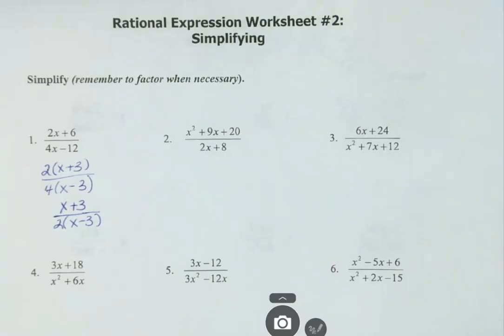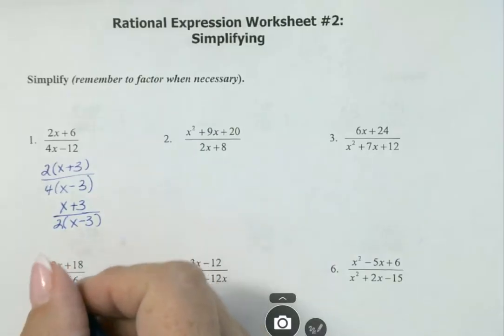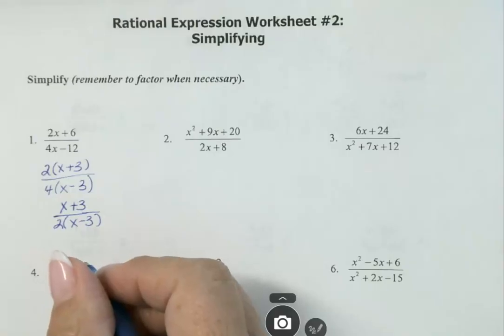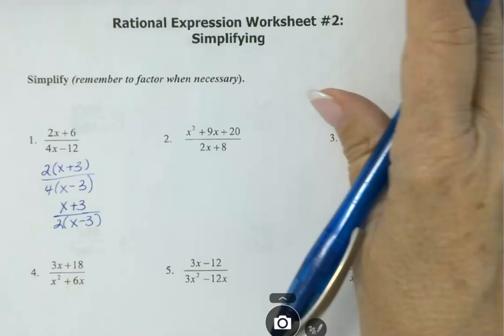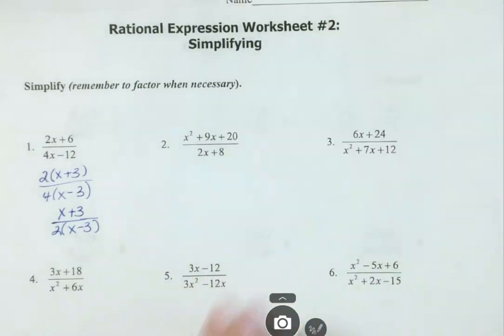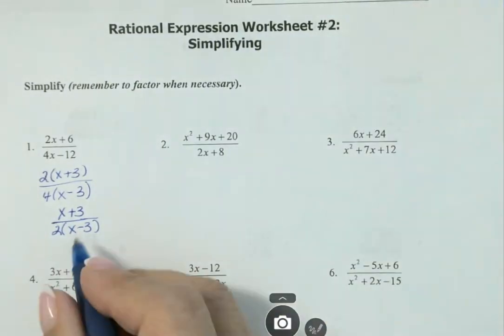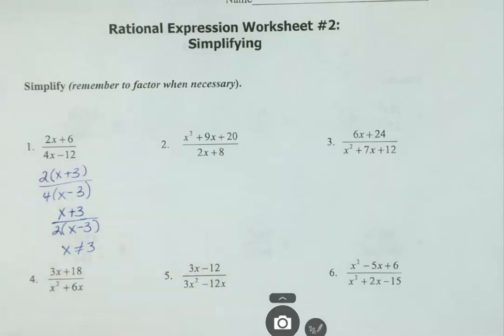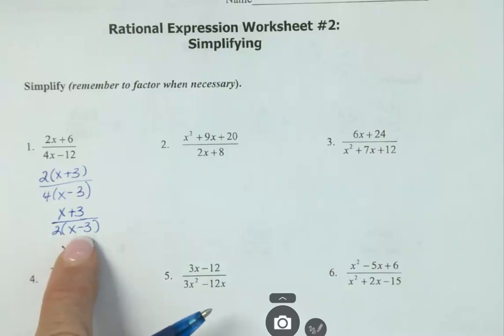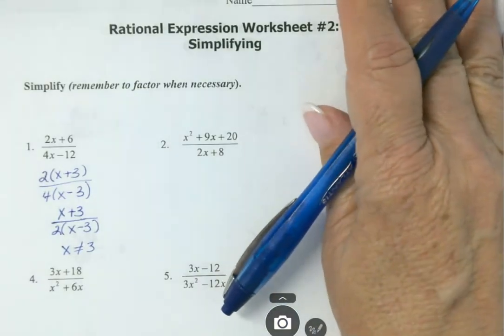Okay? Now, the other thing that we'll talk about on here is that, remember, there is a rule that says you cannot divide by 0. So you always need to state what your x cannot be. And so in this case, x could not be 3. This would not work if it was 3 because that would make this be 0. 3 minus 3 is 0. Okay? So let's look at number 2.